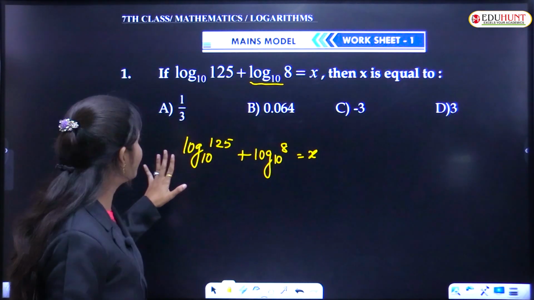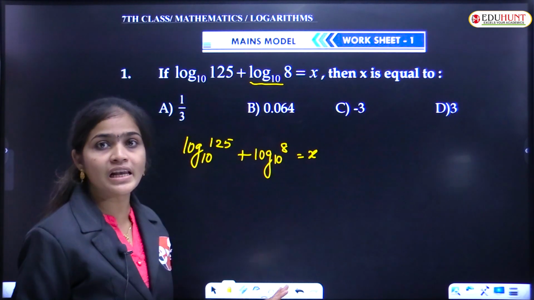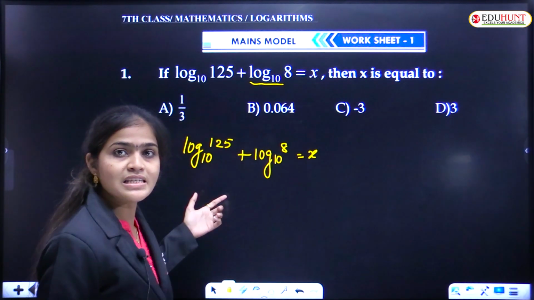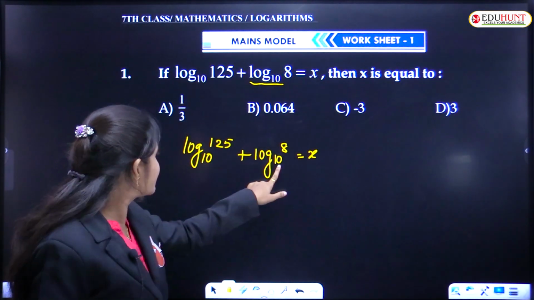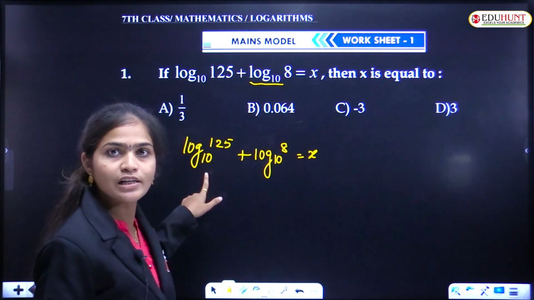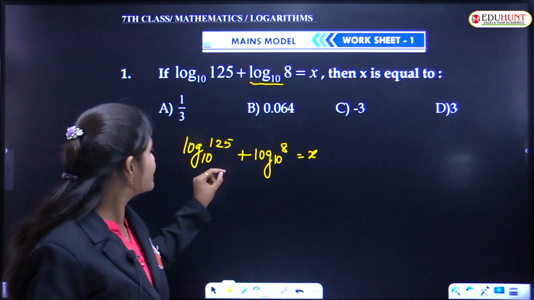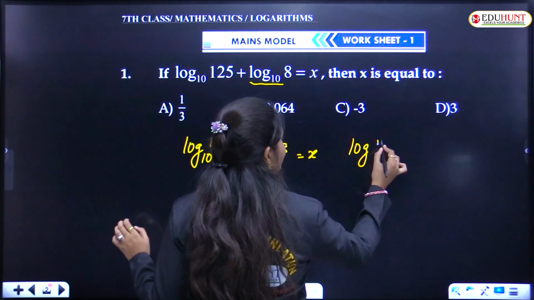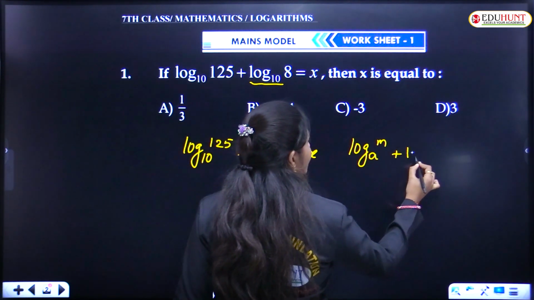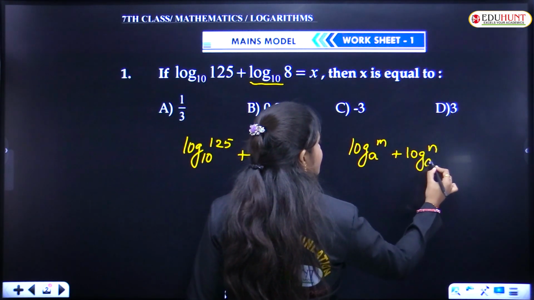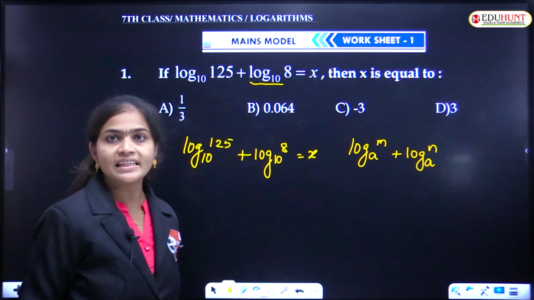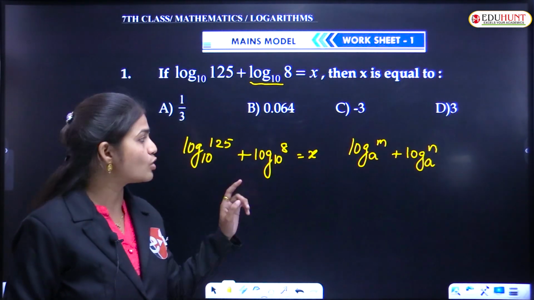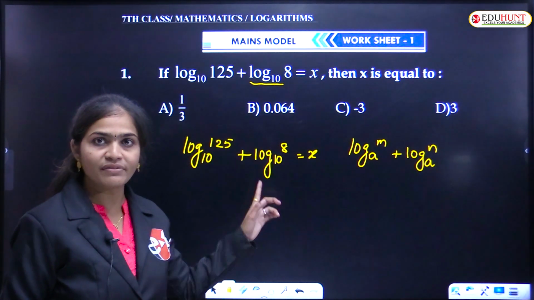By observing this, we see that its base is 10 and here also 10. And this is in the form of log m to the base a plus log n to the base a. Am I correct? This is one of the laws, right? We discussed it already in the previous video.